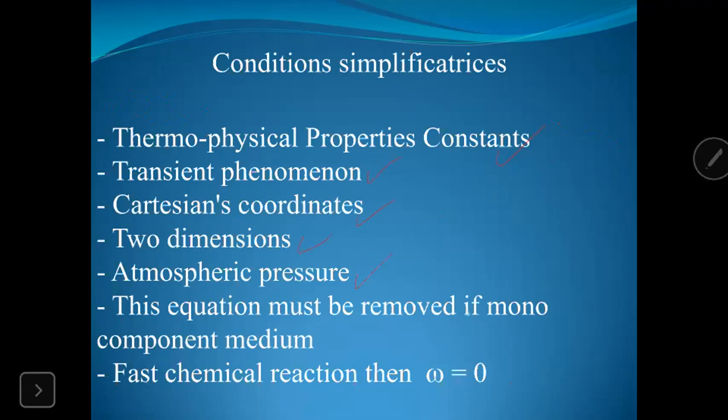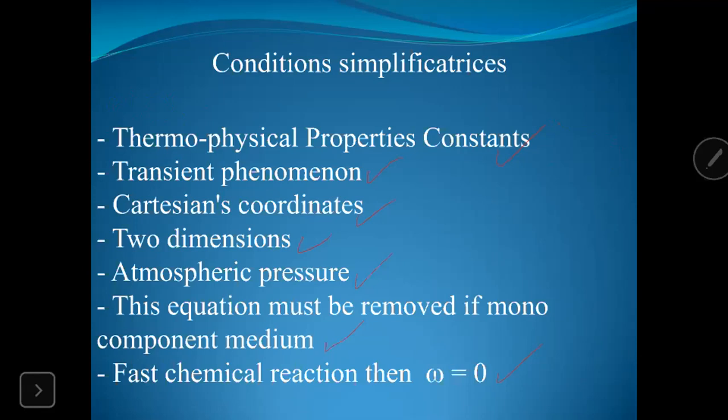This equation must be removed if monocomponent medium. If it is not there, then we have a monocomponent medium. Fast chemical reaction, then W equals 0. Here different to 0, then we have a chemical reaction. These are the simplified conditions that we use. Understood?